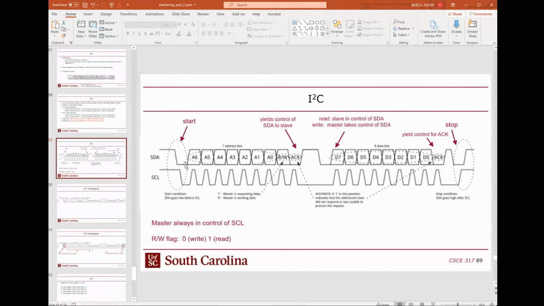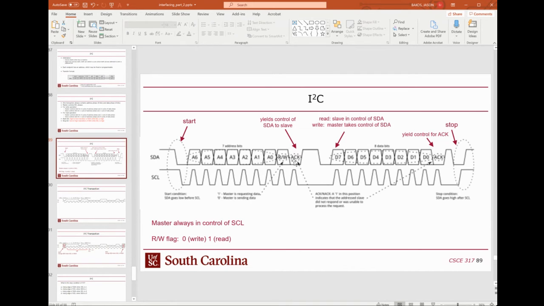So when you do a write, the first thing that happens is the master wrangles control of both the SDA and SCL. Now remember, the master always controls the clock in I squared C. So the master is controlling the clock, even though the slave may need to be sending data back to the master. So the slave is being clocked by the master. Okay, but the data line, SDA, the master starts out with control of SDA, sends the address, then yields control to the slave for the acknowledgement. So the slave acknowledges the address. So that's one change of control.